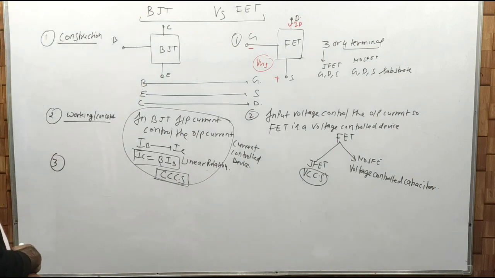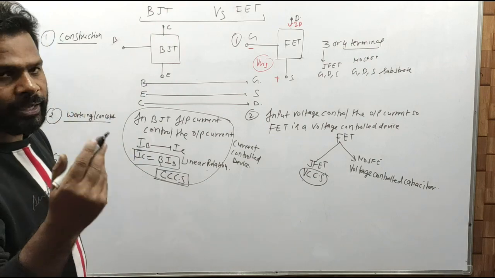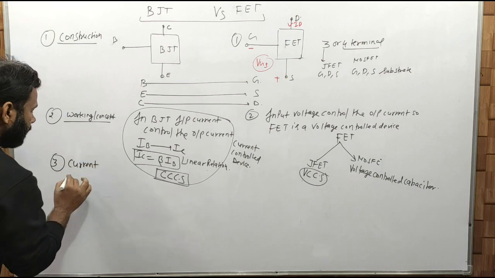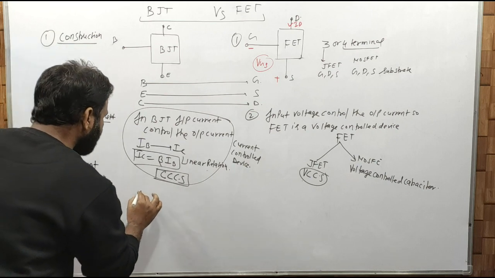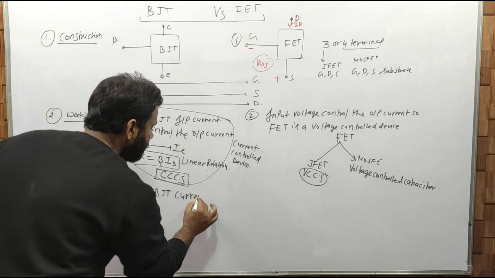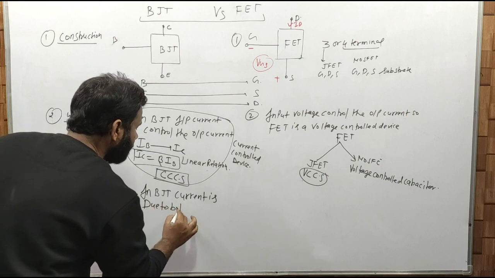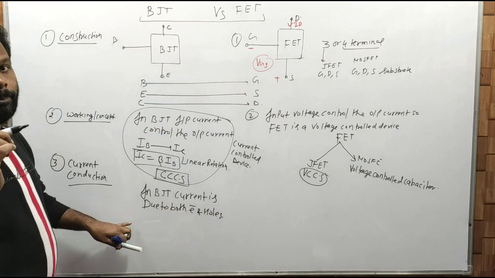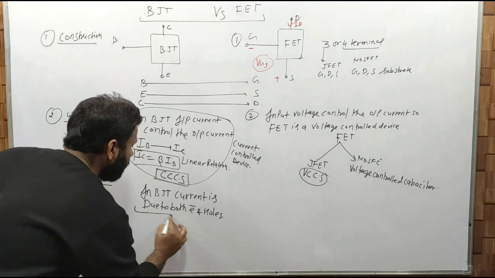थर्ड पॉइंट की बात करते हैं। ठीक है, now in case of BJT we have two types of carriers. So current का जो कंडक्शन वो कैसे होता है। So in BJT current is due to both electrons and holes. That's why its name is bipolar junction transistor. So it is bipolar device.